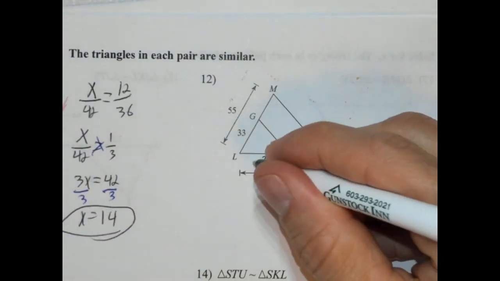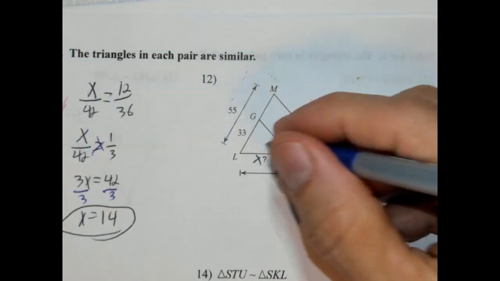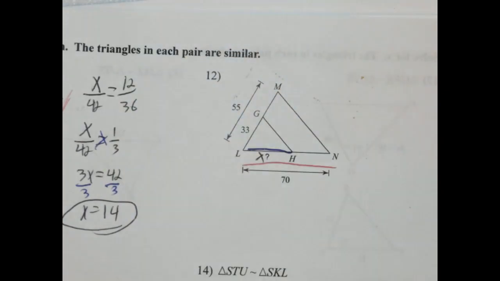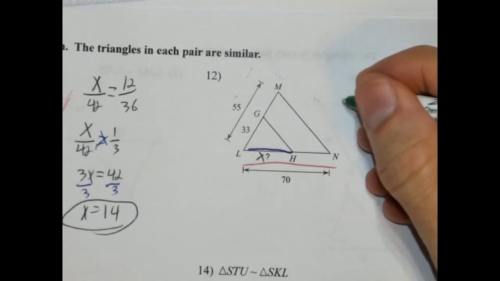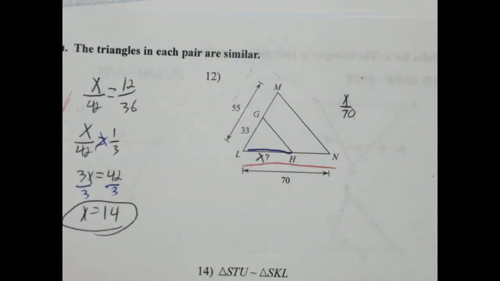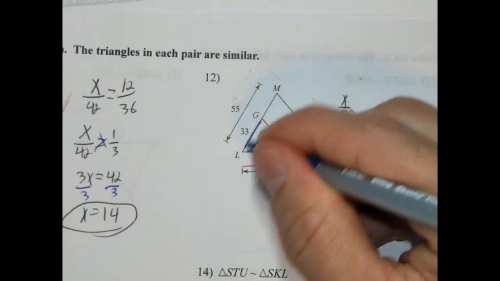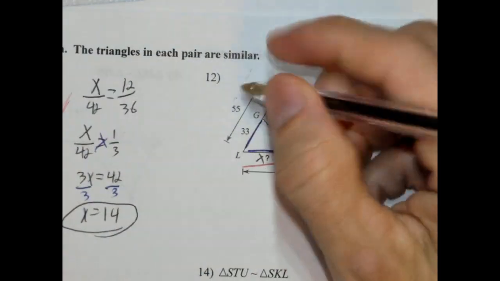So this is our missing side. That's going to be our x. So blue over red. So x over 70. And then we have to do these because they don't give us those ones. All right, so blue over red. So 33 over 55, it looks like. Yep.